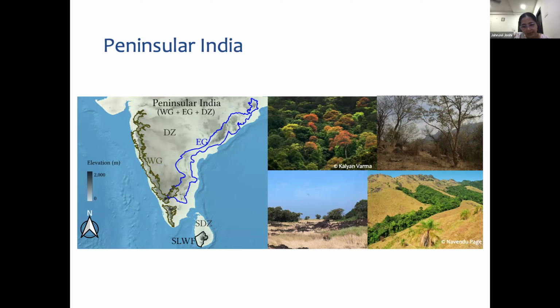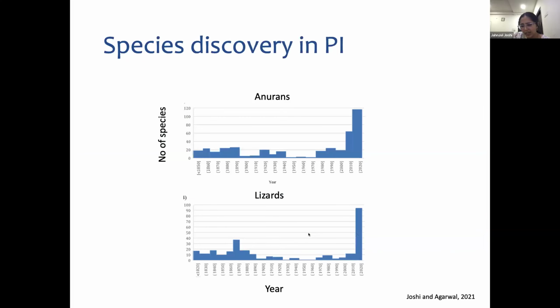And the biodiversity here is quite unique. Many lineages are endemic. What has changed in the last 2 decades is that many new species discoveries are happening across groups. Here is a graph for amphibians and lizards, and many of these new species discoveries are also using molecular tools.